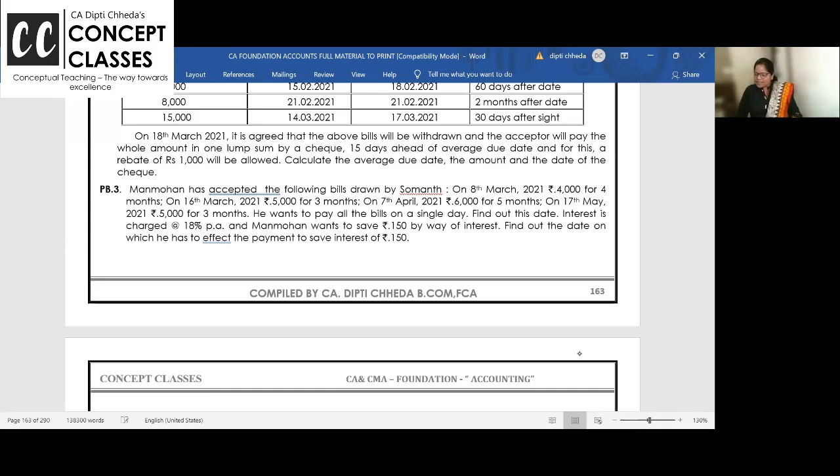So Manmohan has accepted the bill and he wants to make a single payment. Find out this due date. Interest is charged at 18% and he wants to earn 150 rupees by way of interest. Find out the date on which he has to effect the payment to save interest. If he wants to earn interest of 150, he should make payment prior to the due date, right? So first, for the third problem, let us take the due date.